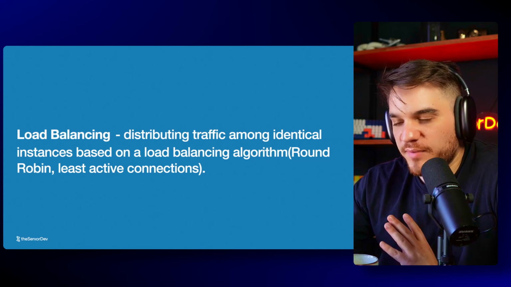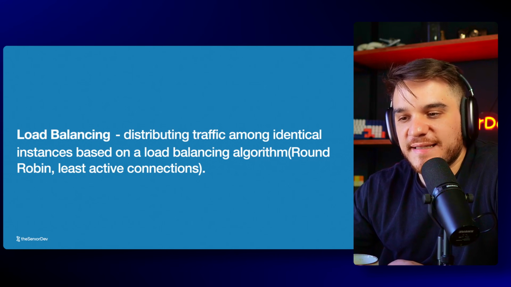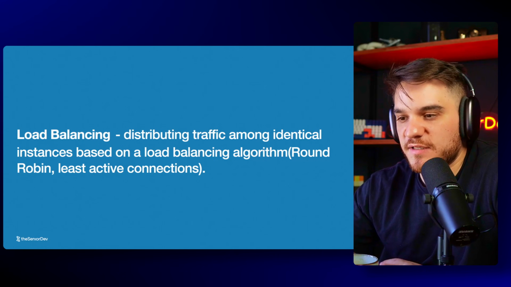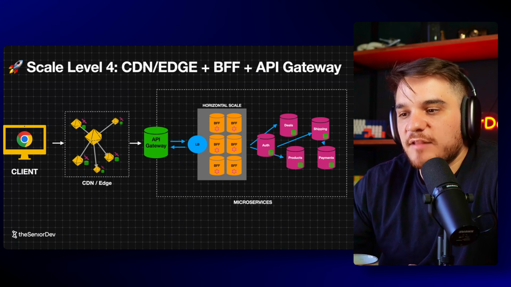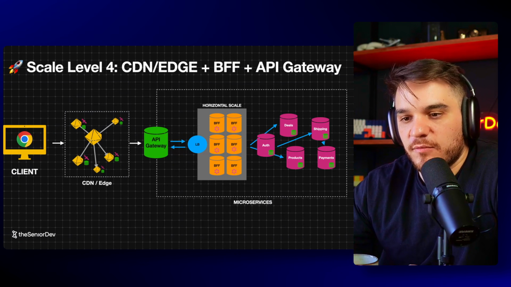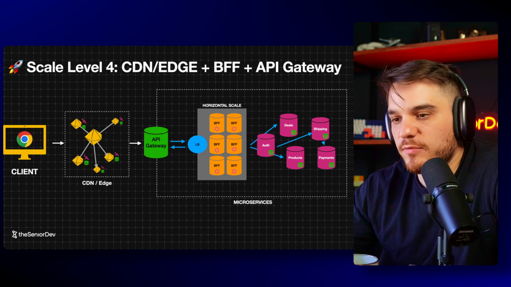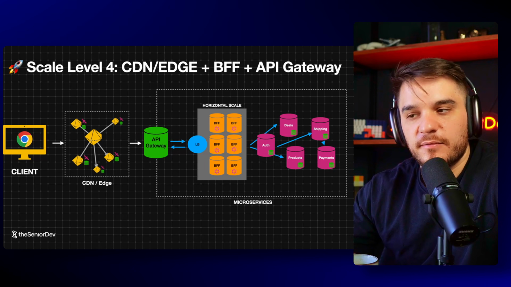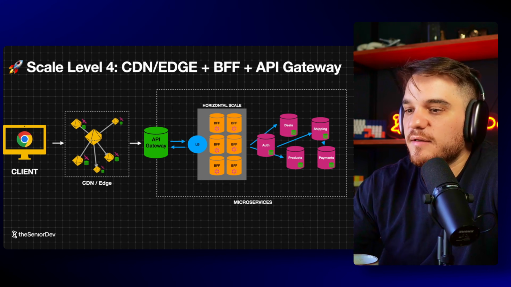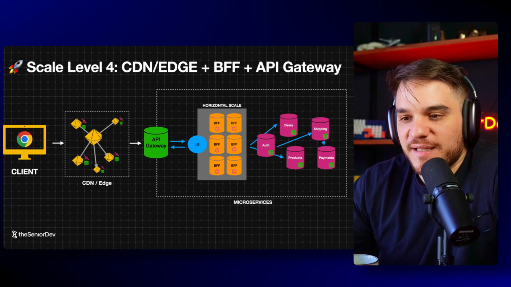And so a load balancer will be basically distributing traffic among identical instances based on a specific algorithm like round robin or the least active connections. And that would be our scale level 4, where we have a client, we have our CDN network, we have an API gateway, we have our backend for frontend scaled with a load balancer. And that will cover most of our scalability needs.